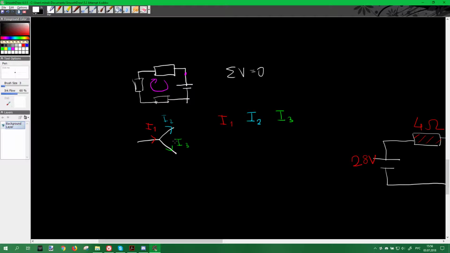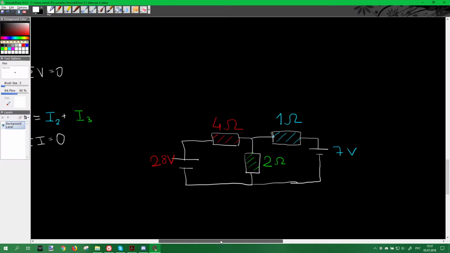The second law deals with currents. It says that in a junction, a place where one wire splits into several wires, the sum of currents is 0. What it means is that I1 is equal to I2 plus I3. So we don't get any extra current out of nowhere. I1 has to split into two currents. In other words, the sum of currents in a junction is 0, because I2 and I3 are of opposite sign to I1, so the sum of them will be 0.